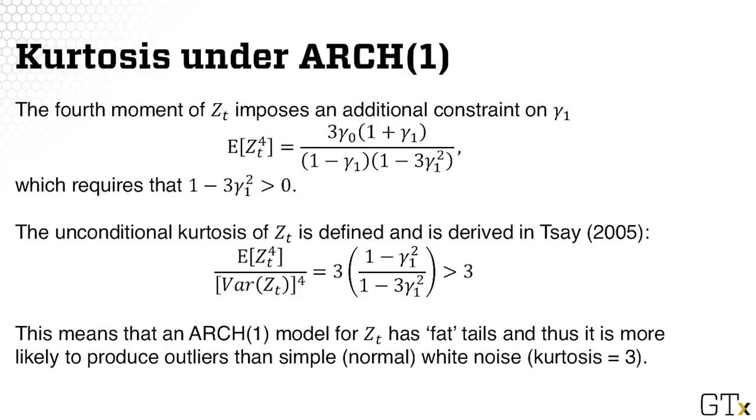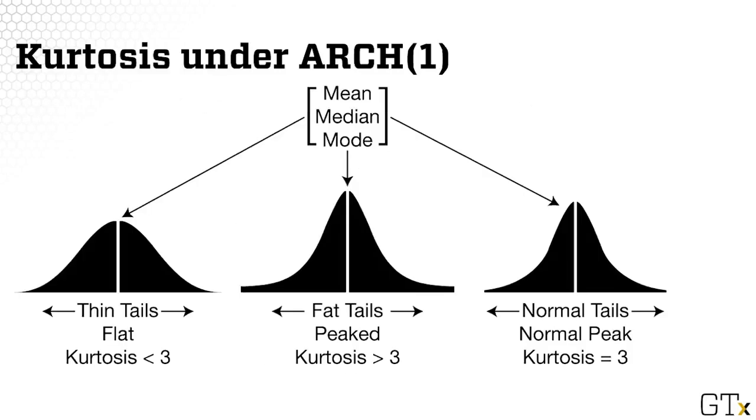The kurtosis of the ARCH(1) model under the assumption of stationarity is larger than 3, which means that an ARCH(1) model for zt has fat tails, and thus it is more likely to produce outliers than the simple normal white noise. This is a comparison of distributions with different kurtosis.